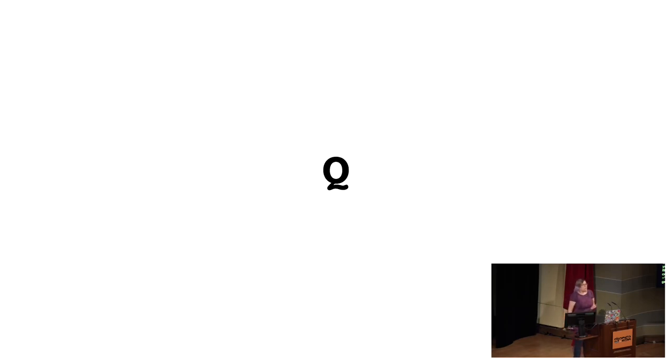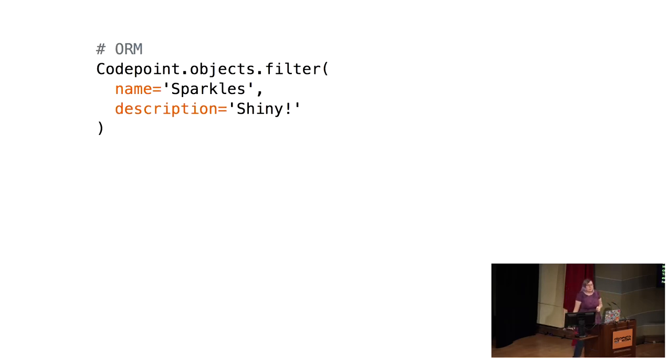We can use this wonderful thing that I learned about 24 days ago today called Q. Not the race from Star Trek: The Next Generation, a very good sequel, but Q as in query. So what we can do is, instead of having this filter with the double underscores and the keyword arguments, we can have a query like before. For this one, we're going to be querying where the name is sparkles and the description is shiny.